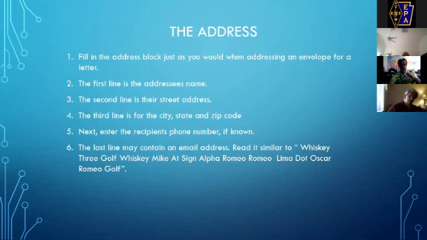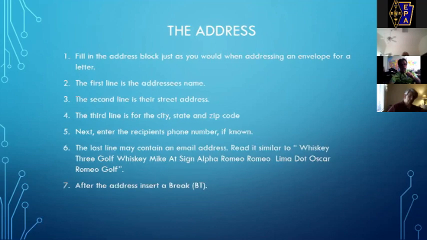The last line may contain an email address. This is comparatively recently that we started using email addresses. When you read it off, for me, it'd be Whiskey 3 Golf Whiskey Mike @ Alpha Romeo Romeo Lima dot Oscar Romeo Golf. Always use phonetics so it's clear. After the address, insert a break. That's your first break in the message.